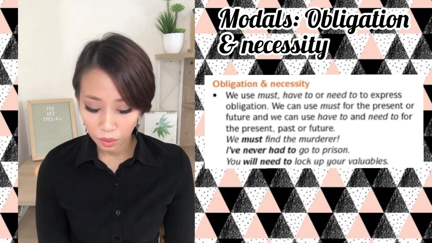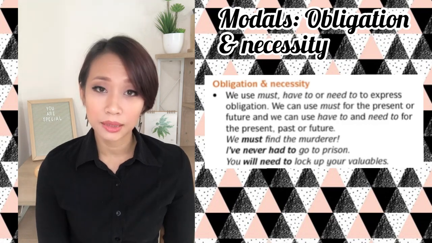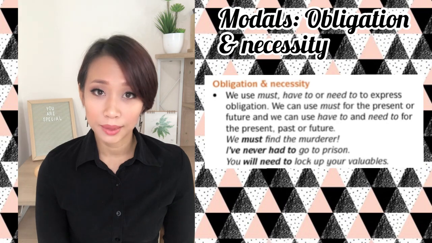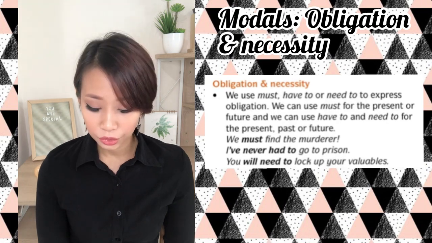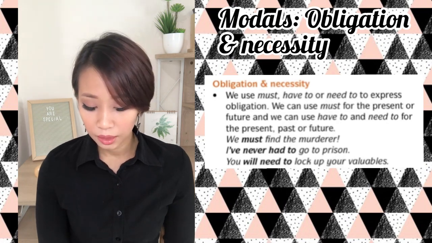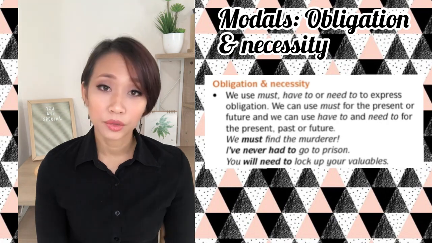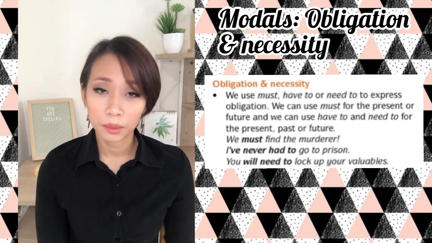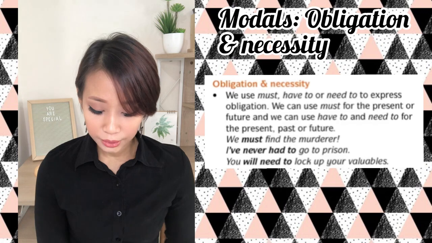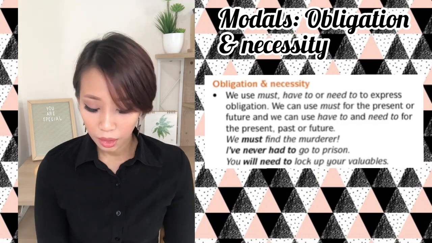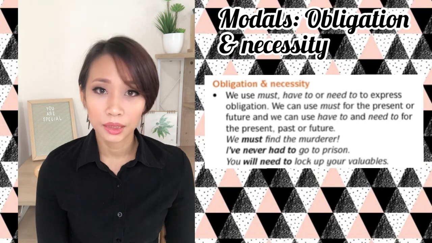For example, we must find the murderer. Kita mesti cari pembunuh itu. Kita guna must di sini sebab benda itu berlaku pada masa sekarang. I've never had to go to prison. Saya tidak pernah pergi ke penjara. Maksud dia di sini, dulu pun tidak pernah masuk penjara. You will need to lock up your valuables. Anda perlu kunci barang berharga anda. Maksud dia di sini untuk masa depan, kuncilah barang-barang berharga.